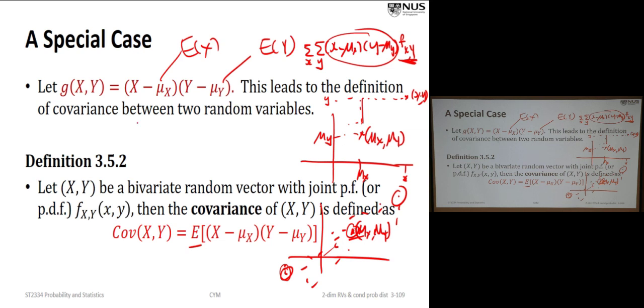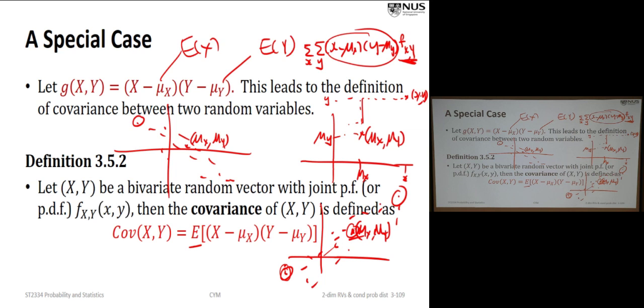Think of it. If the points are like that, so suppose this is the point (mu x, mu y). So look at this point. The x value, is it bigger or less than mu x? Less, right? It's on the left-hand side. So x minus mu x will be negative. Then how about the y? This point, the y value is below or above mu y? It's above. So y minus mu y will be positive, while x minus mu x will be negative. So the product of x minus mu x and y minus mu y will be negative.